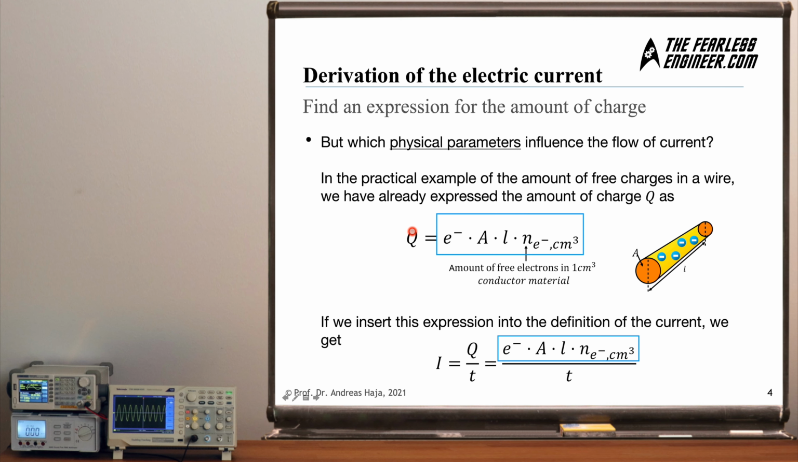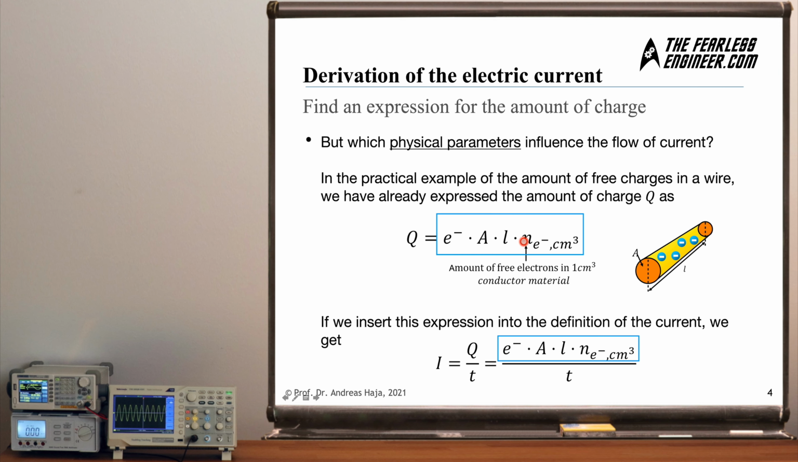The general idea of this is to express the amount of charge moving through a conductor by a mixture of material parameters and also geometric parameters. The first one here is the elementary charge, e-. Then we have the geometric parameters of, for example, the cylindrical cable through which the charge carriers are moving. A is the cross-section area, L is its length. And this one here, this symbol, Ne-, this is the amount of free electrons in 1 cubic centimeters of conductor material.